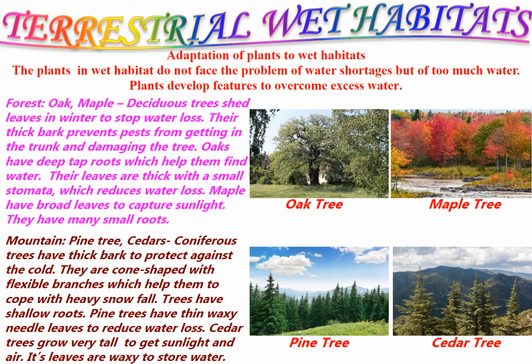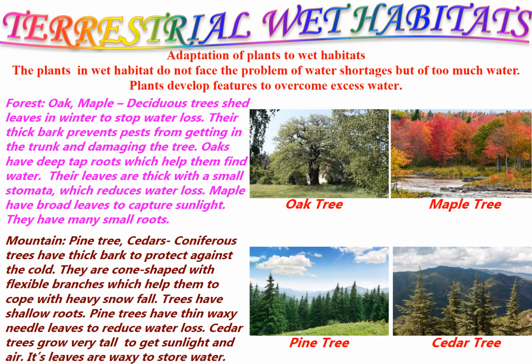Terrestrial wet habitats. Adaptation of plants to wet habitats. Here, plants do not face the problem of water shortages, but instead of too much water. They develop features to get rid of extra water. Forest. Oak and maple trees are our examples.